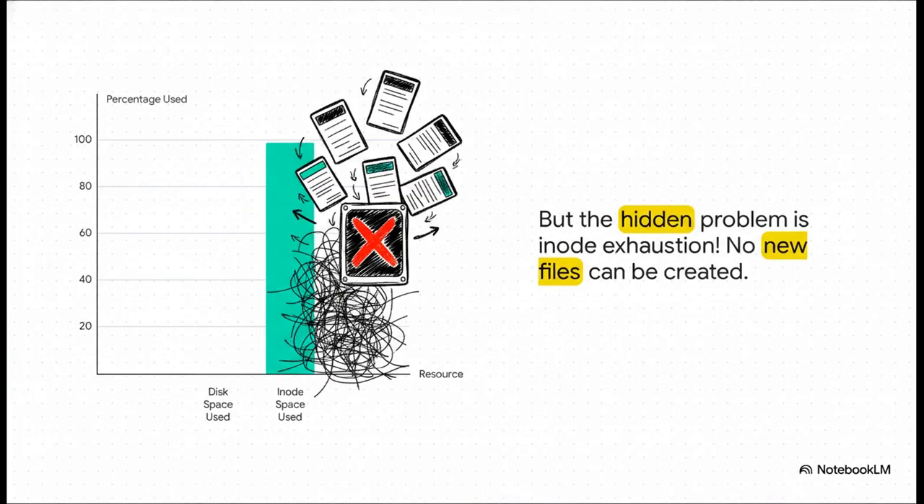Well, here's the catch. Your file system only has a limited number of these index cards, or inodes. So if you have, say, millions and millions of tiny empty files, you can actually use up all of your inodes while using barely any of the actual disk space. And once you're out of inodes, that's it. You can't create any new files, no matter how much free space you have.